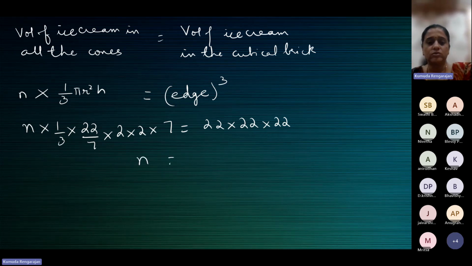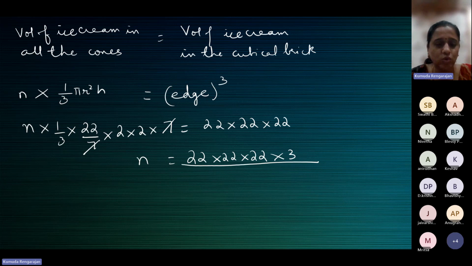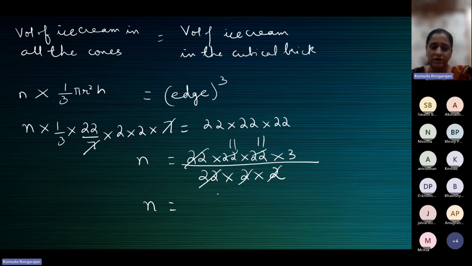So n is equal to 22 into 22 into 22. Now the numbers in the denominator here will come to the numerator on the other side. So 3 and 7. You can cancel 7 and 7 here. So this 3 will come to the numerator on the other side, into 3. And this 2 will come to the denominator on the other side. So 22 and 22: 2 ones are 2, 11 times. So n is equal to 11 elevens are 121 into 3, 363. Right. Very good.